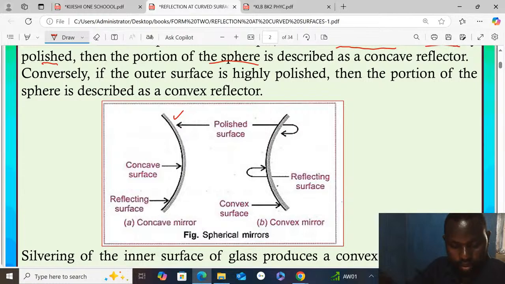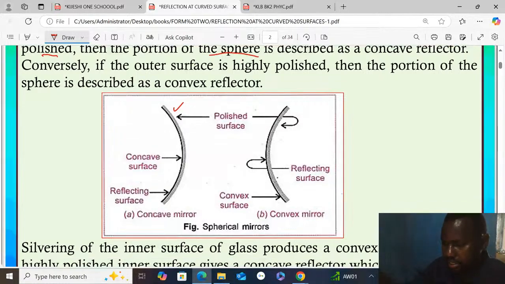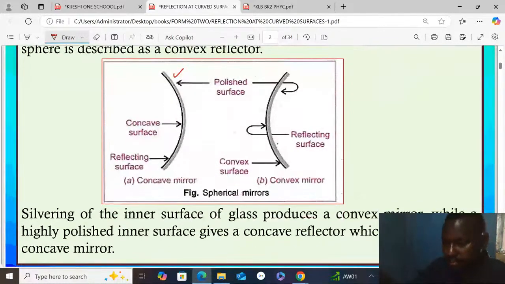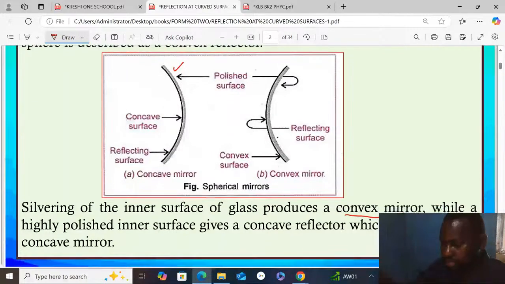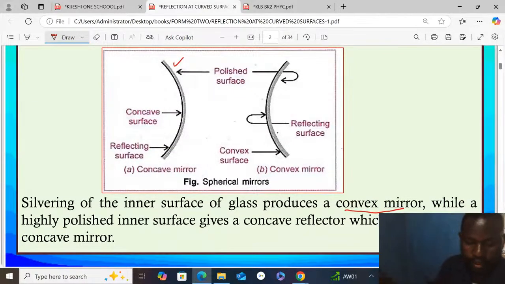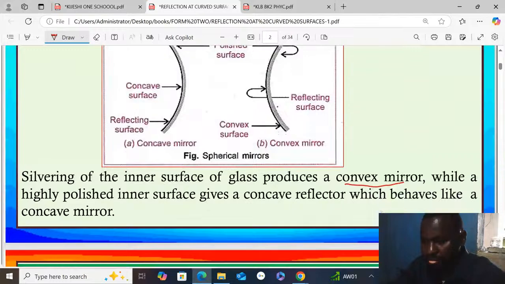I will follow up on the other side. So silvering of the outer surface of the glass produces a convex mirror, while highly polished inner surfaces give a concave reflector. This one will be a very key interesting point.